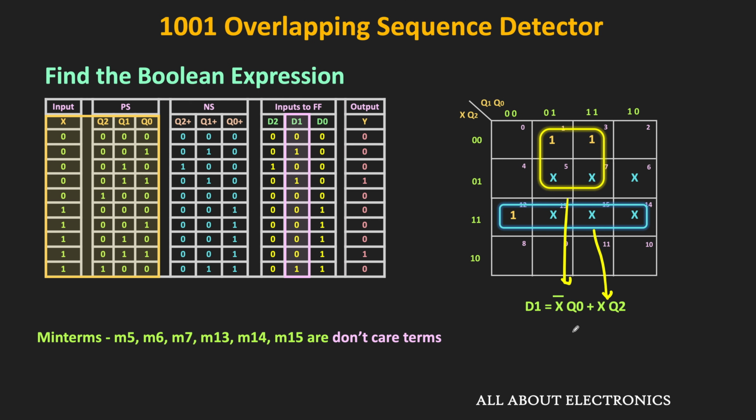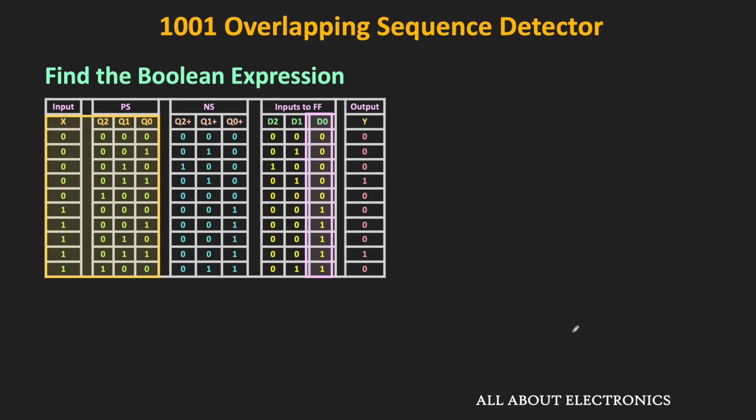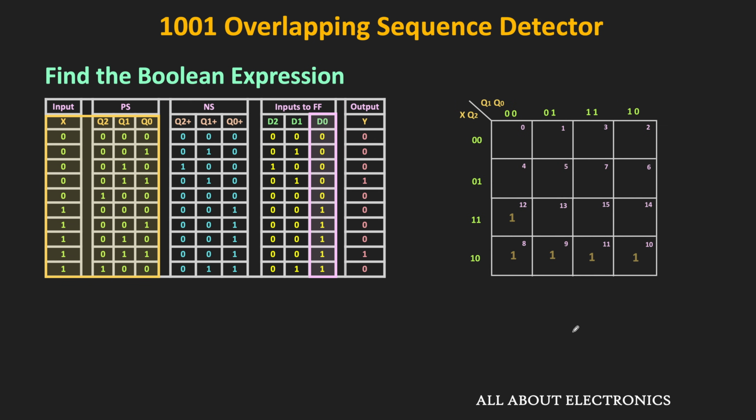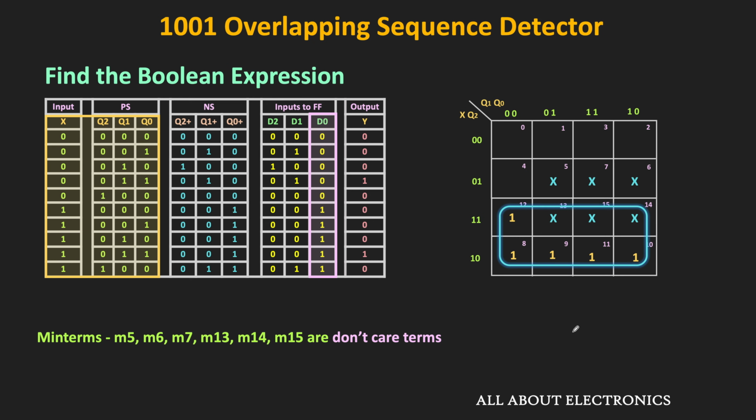So similarly, now let us find the expression of the D0 in terms of the x, q2, q1 and q0. So if you notice over here, then the D0 is equal to 1 for the 5 input combinations. So first, let us represent them in the K map. And like I said, here the 6 input combinations are the don't care terms. So let us also represent them in the K map. And now, let us try to find the simplified expression. So here, by using the 3 don't care terms, we can make the group of 8. And by making this group, we are able to cover all the min terms in the K map. So now, this group corresponds to X.